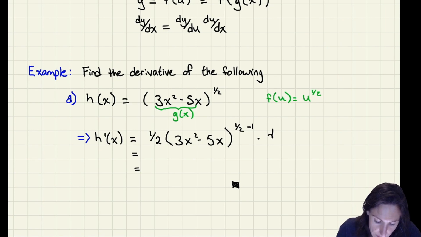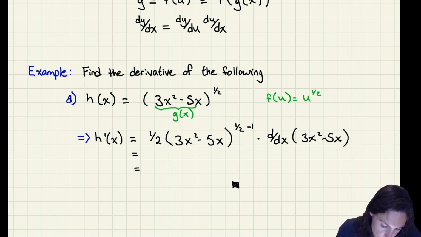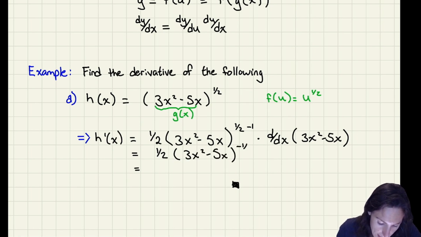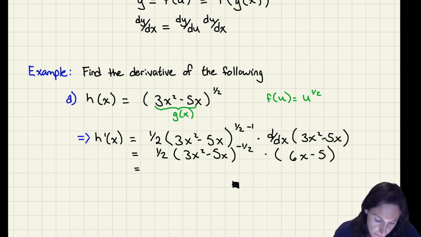And now I worry about the derivative, the d/dx of the inside, the 3x squared minus 5x. Okay, so what do I have here? So I have 1/2 times (3x squared minus 5x) to the power of negative 1/2. And then this is times the derivative of 3x squared minus 5x. This is 6x minus 5.